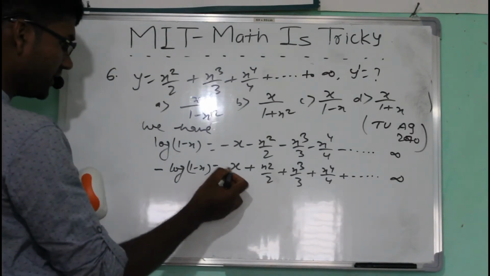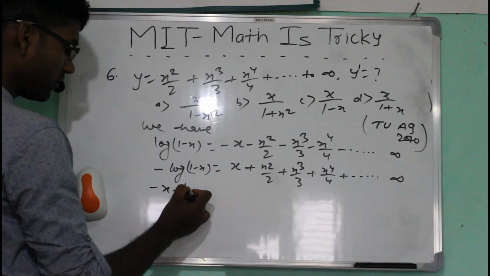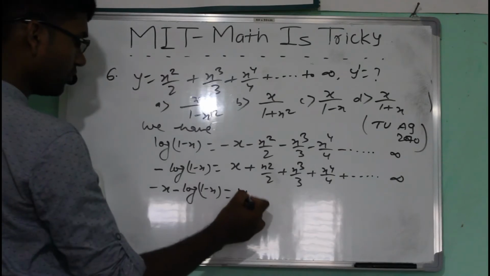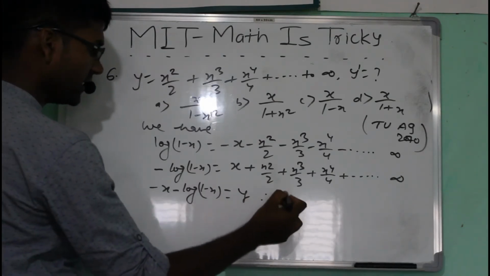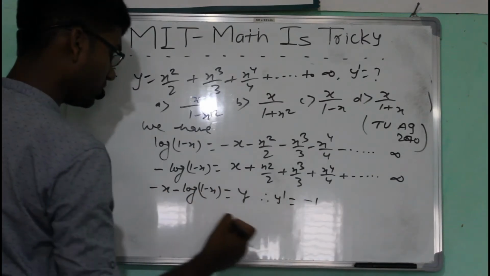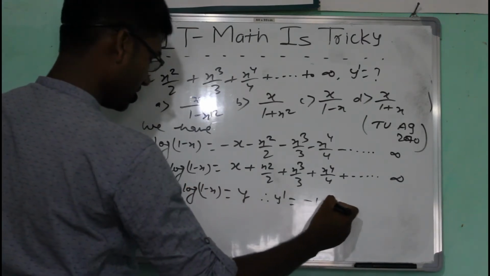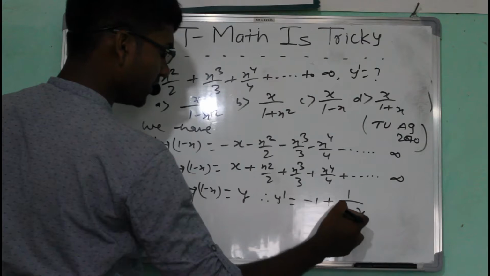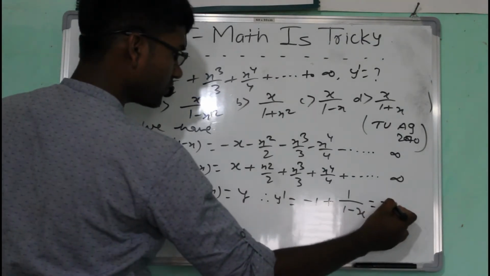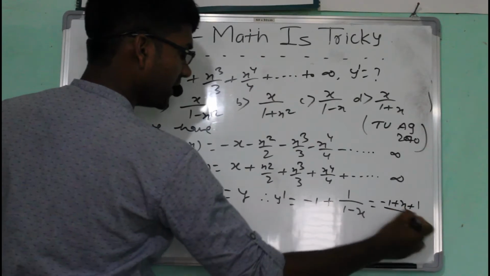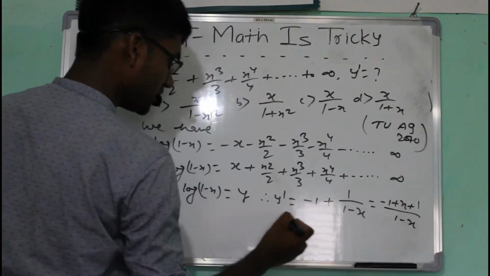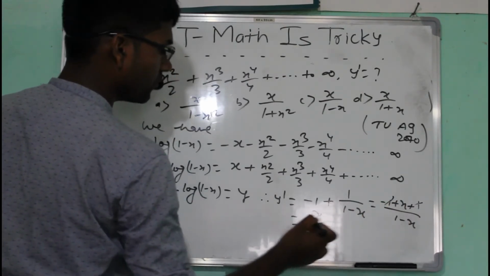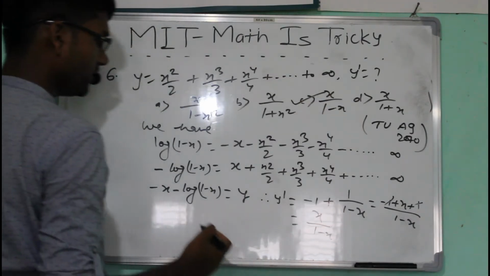Now if I bring this to this side, minus x minus log(1 minus x), the remaining is just y. Therefore y dash equals the derivative of this: minus 1, and the derivative of log is 1 by x, but the derivative of 1 minus x is minus 1, so it becomes plus. Simplifying, we get minus 1 plus 1 by 1 minus x, so plus and minus cancel, and we get x by 1 minus x. So the correct option is C.